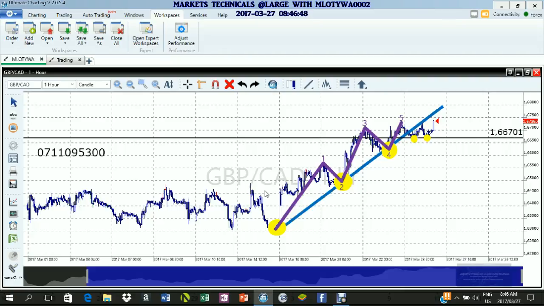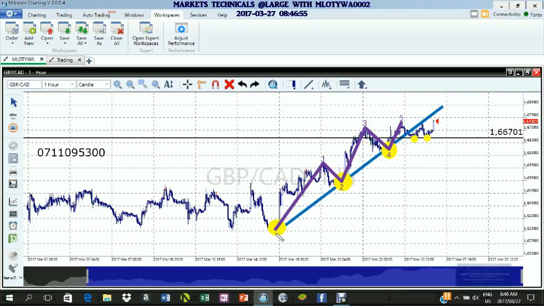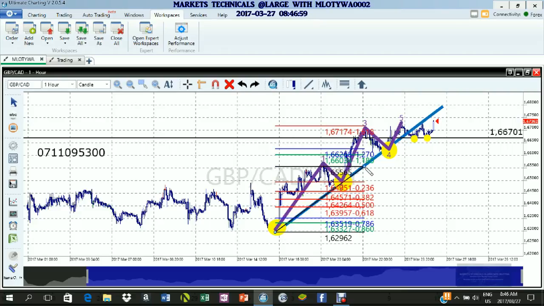Now, here we place this. This is Fibonacci.